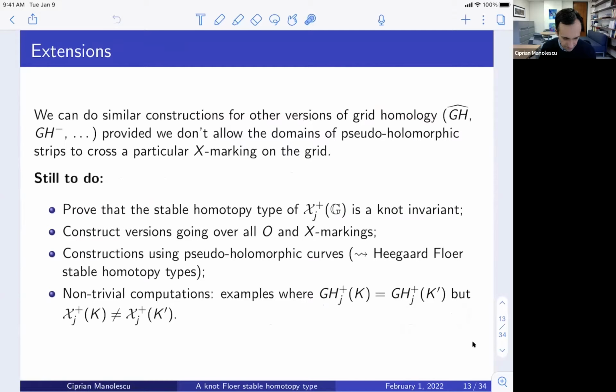Okay, so I should say this is just the beginning of something, hopefully. It took us a long time to just do the construction from a grid, and there's a lot of work that still needs to be done.